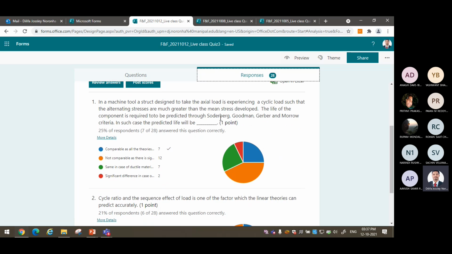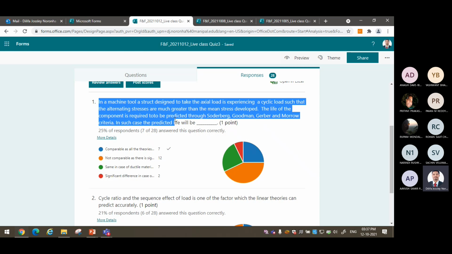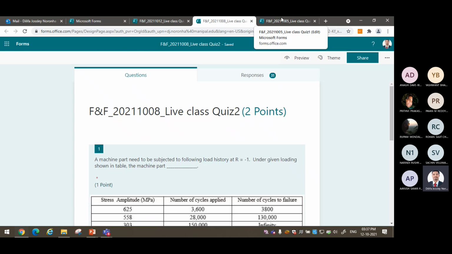You see, the question is the same. I have just changed the statement to make it a little bit application based. A machine tool strut designed to take axial load is experiencing cyclic load such that the alternating stresses are much greater than the mean stress developed. The life of the component is required to be predicted only through the mean stress correction. In such a case, life will be comparable. This should be the answer. Same question given with a different context. That is it. The answer is the same.